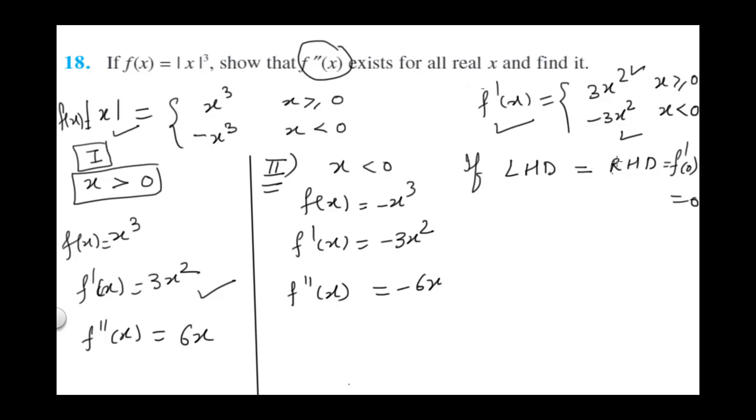You know the formula for LHD and RHD that we have already given you in the previous question, and we have done many questions based on this. So just find out LHD, RHD and f dash 0. You know it is 0. If they come equal, then we can say that f double dash x, the second order derivative, exists for this function. Now let us discuss one last question. There are two more questions, not the last one.